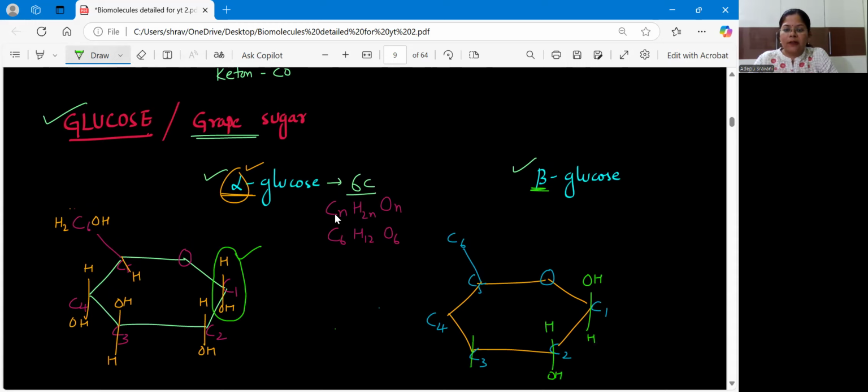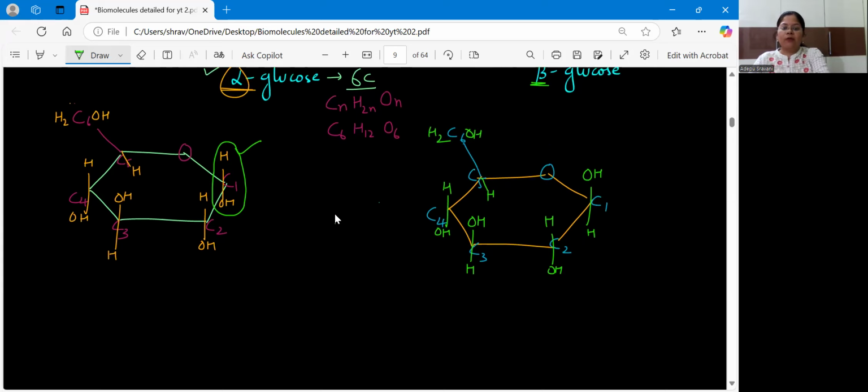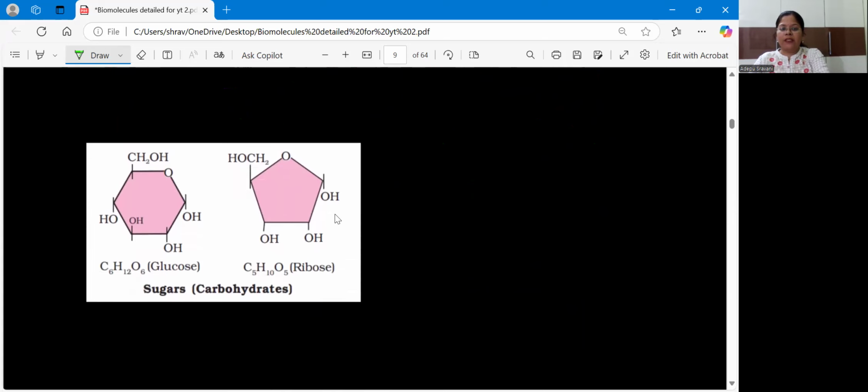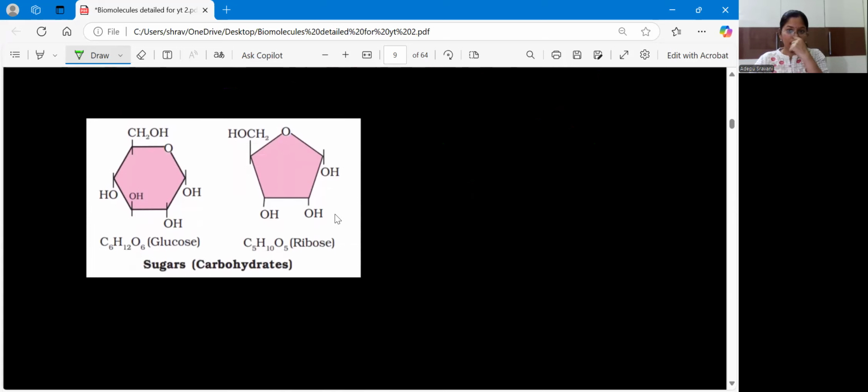OH. C3 again, you have to remember OH will be above always. Then H, OH, H here, then OH and H2. Okay. So these are the diagrams or the structures for alpha and beta glucose you have to remember. Now, if you look at the NCERT, these diagrams are given in the textbook. So out of these two, ribose and glucose.